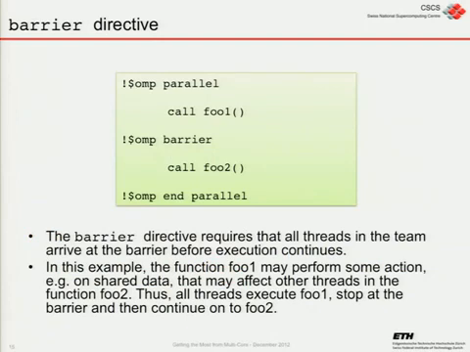Barrier directive, sometimes you need it, particularly if you have data that you need to be synchronized and everybody can see the same copies of variables. So it requires all threads in the team to arrive at that barrier before they continue. So foo1 must have been completed by all threads before foo2 can begin in this particular case.